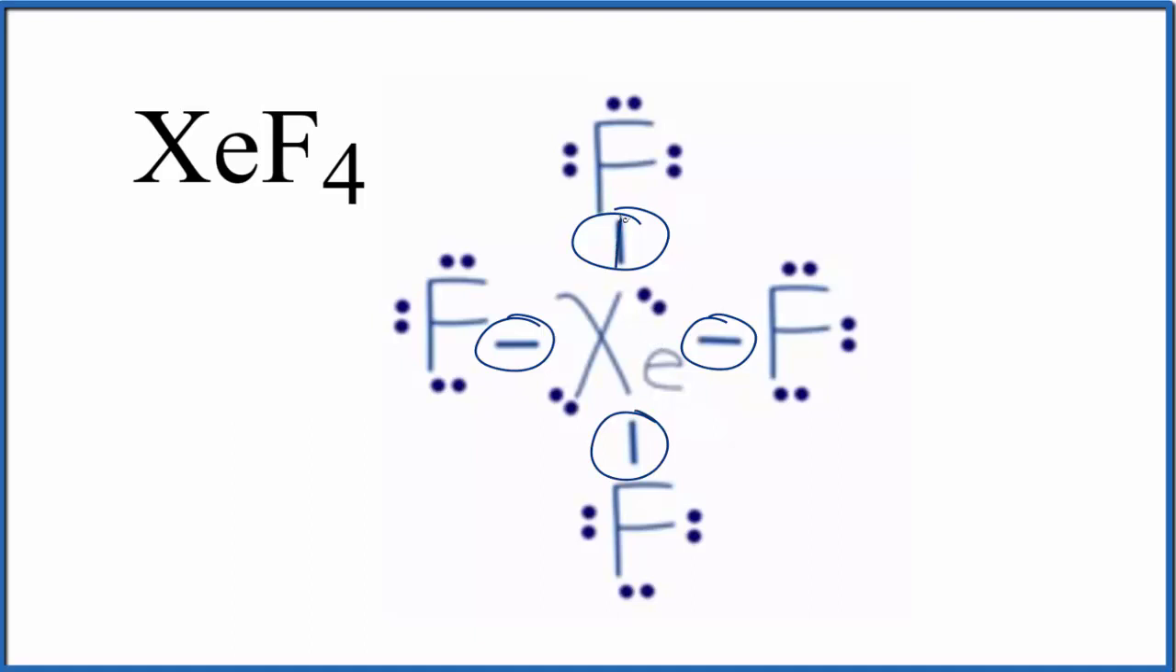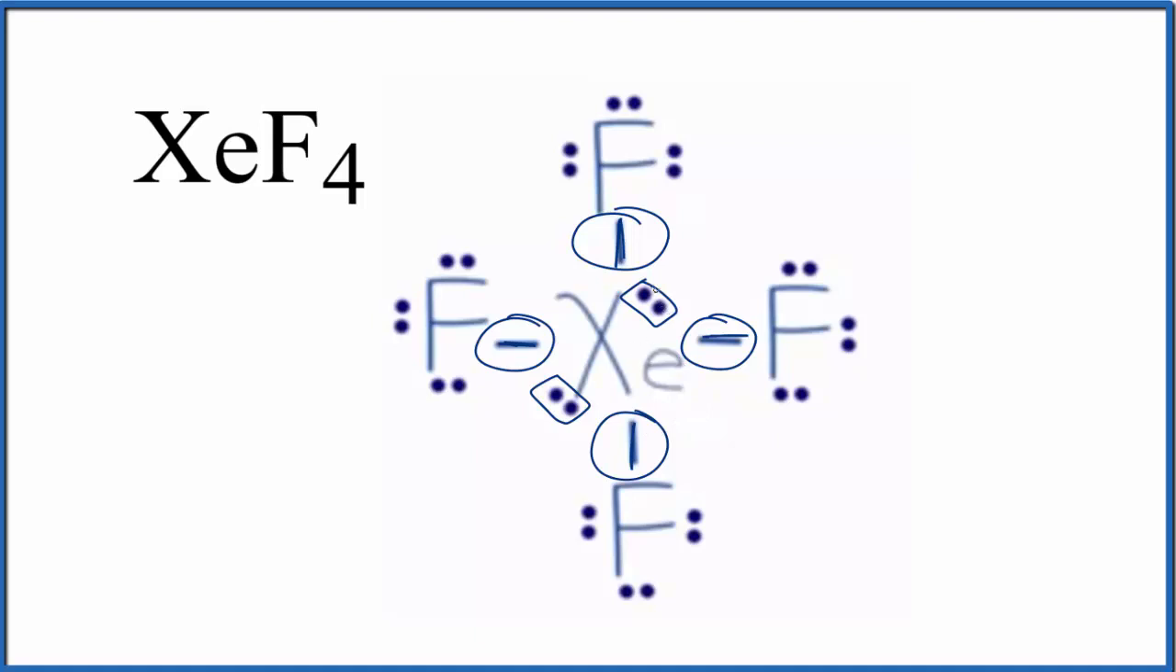And each one of these lines represents a pair of bonding electrons. So we have 4 pairs of bonding electrons, and then our non-bonding electrons, which we call lone pairs, we have 1 here and 1 here. So really, we only look at the central atom when we're talking about lone pairs and bonding pairs, because that's what affects the geometry, the shape of the molecule.